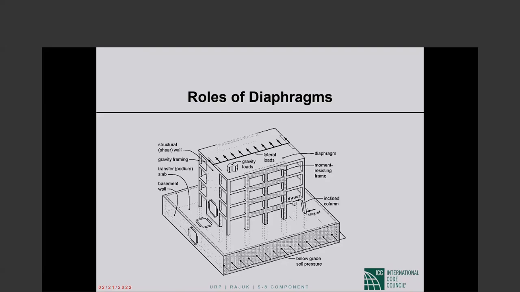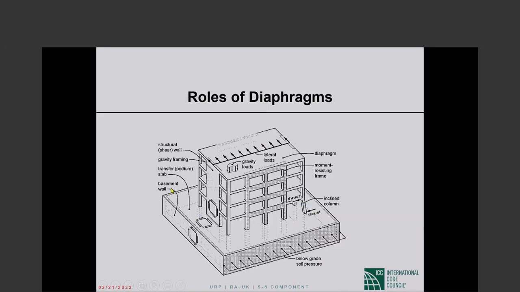And acting as a diaphragm, it fulfills multiple roles. Okay, so these are lateral loads, these are gravity loads, this is the diaphragm, here the moment resisting frame. In this picture there is an inclined column, there is a thrust on it.